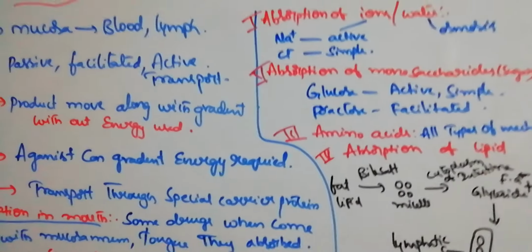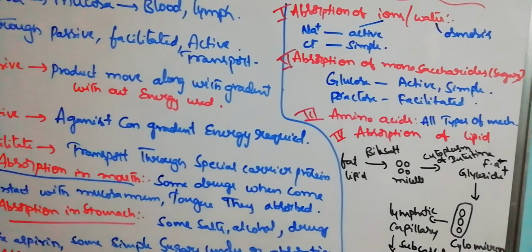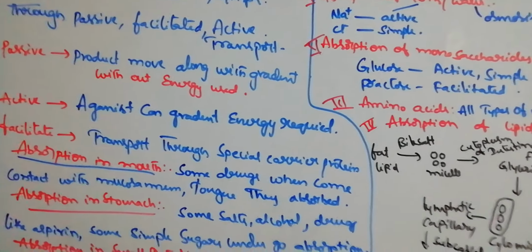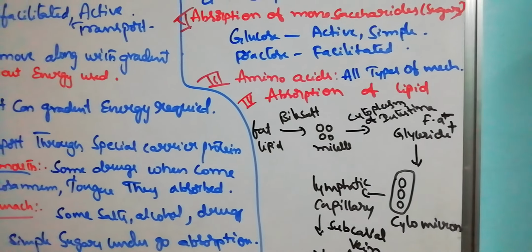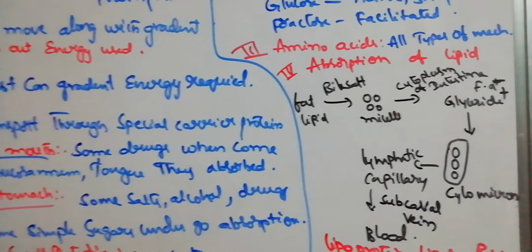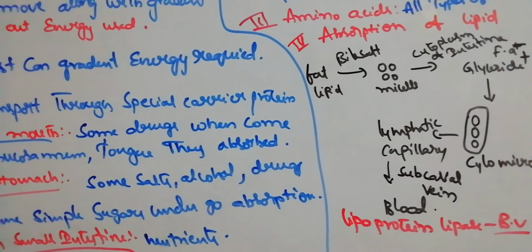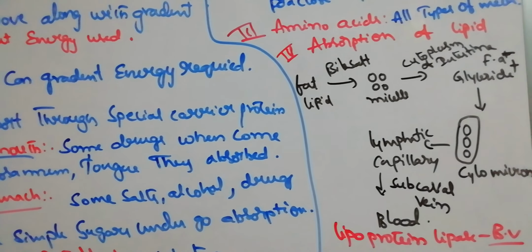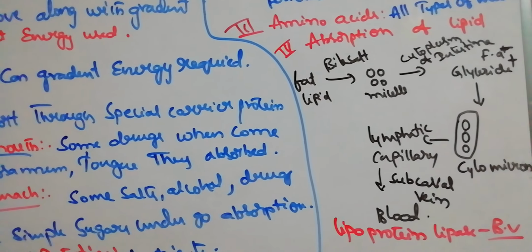Total absorption of the different elements, which is very important: sodium is active transport. Glucose is also active transport. Fructose is facilitated. Amino acids follow all types of transportation. Bile causes emulsification, followed by lipase action and chylomicron formation. From there it enters the lacteal and blood. In blood vessels, lipoprotein lipase converts it into simple triglycerides and fats. Fats reach the liver, where they are converted into cholesterol.